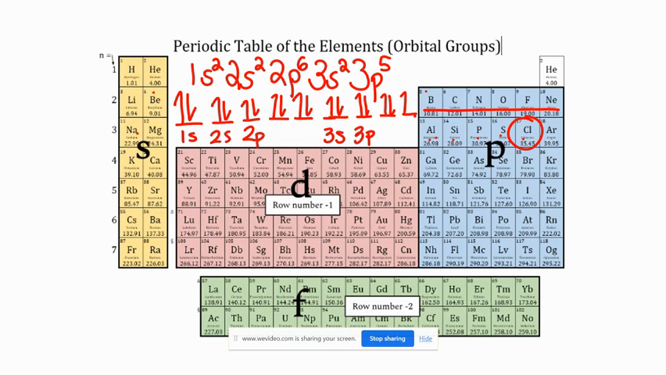I'm lost. Why did you not put an arrow in that orbital? Because I have only 5 to place. So I placed 1, 2, 3, 4, 5. I see. Good? All right.